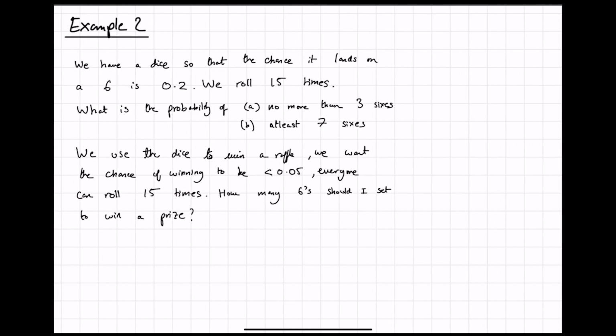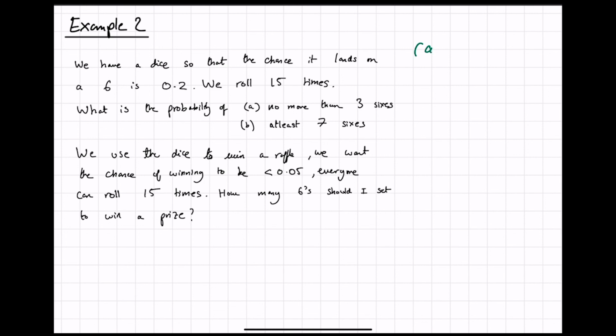So we can finally take a look at a last question, and this is probably the hardest kind of question which you can expect. We said we have a dice and there's a chance that it will land on a 6, and the chance it lands on 6 is 0.2, and we roll it 15 times. So what's the probability that we have no more than 3 6s and at least 7 6s? So these are like the word problems that people don't tend to like.